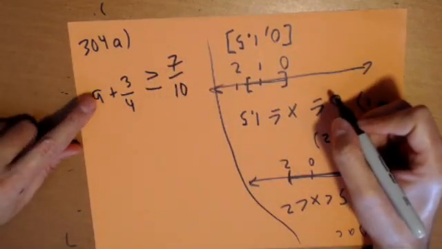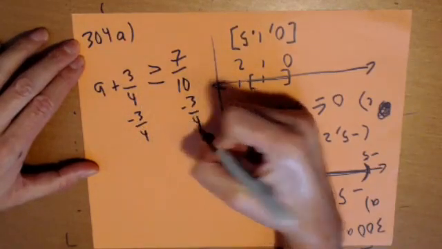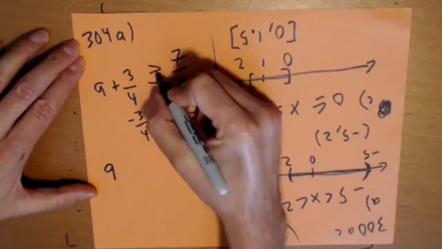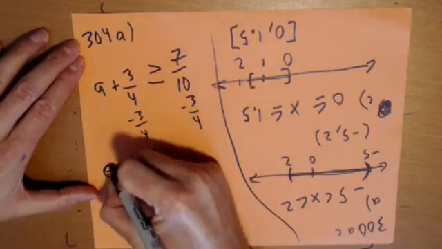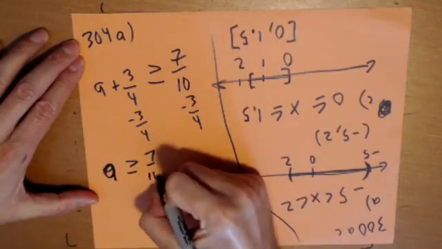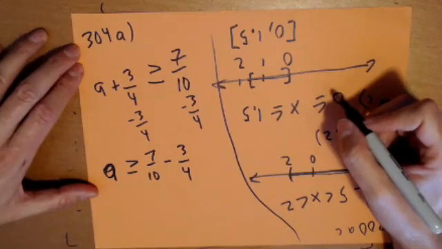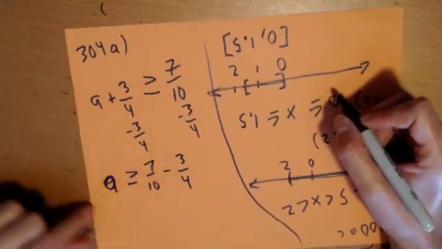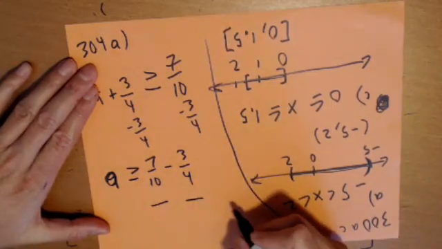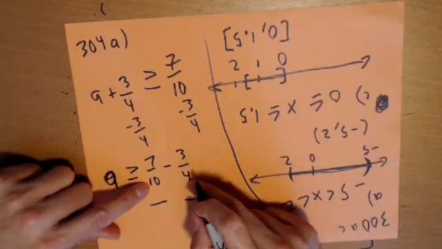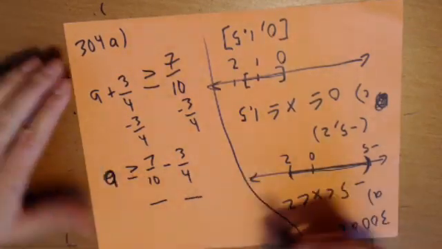So we need to get A alone. So let's subtract 3/4, subtract 3/4. So A, the symbol stays the same. A, 7/10 minus 3/4. Oh, my fractions. Okay. Anything reduced? No. Let's get a common denominator. You could just multiply them and get 40. Or, what's the smallest number they both go into? It's actually 20.